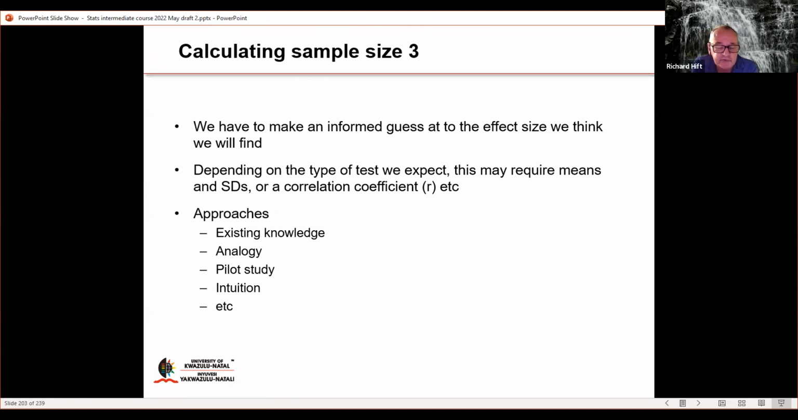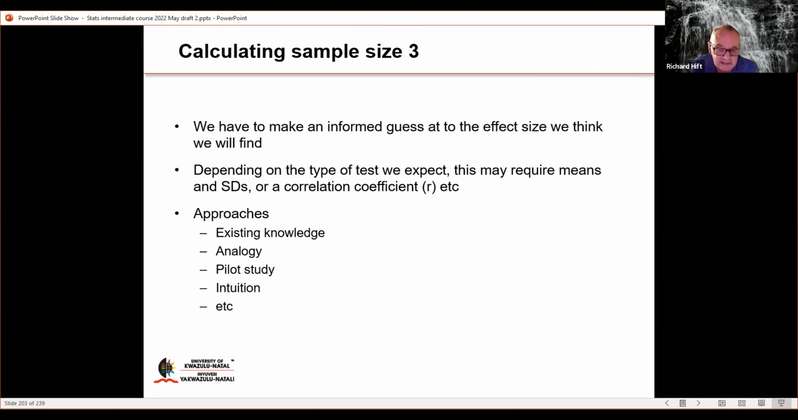Here are some examples: existing knowledge. Somebody else has done a very similar experiment. They found that the difference between the two groups of rats was 4 months, and they found that the standard deviation was 1 month for both groups. So now we can plug that in for effect size.